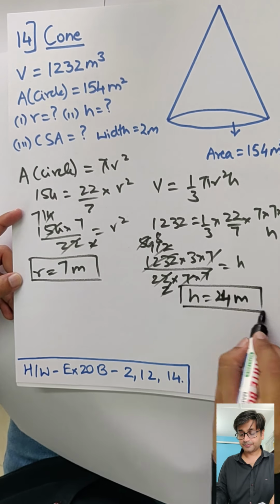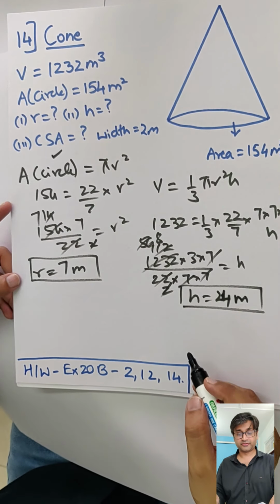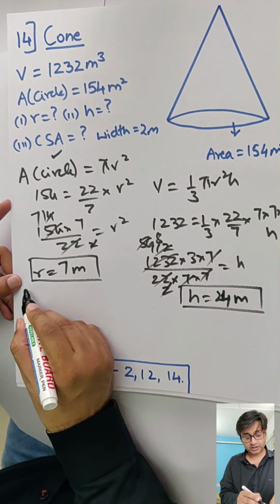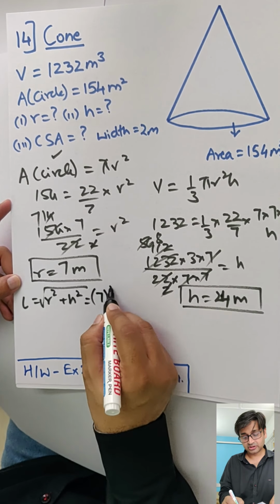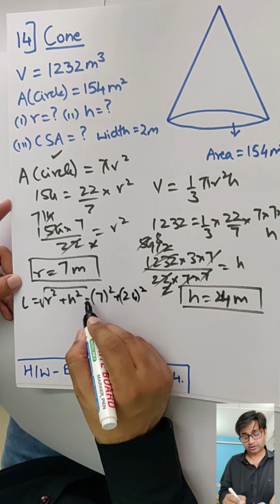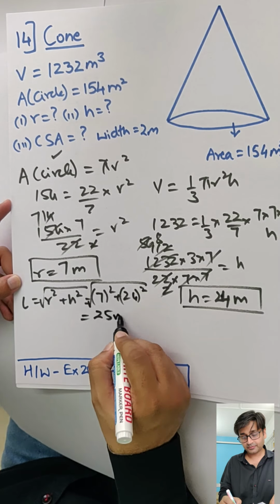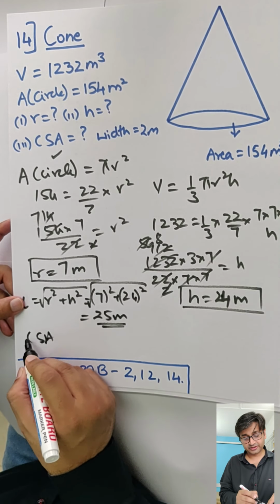I got my height. Now they want me to find the curved surface area. So first, Pythagoras to find L: under the root, r square plus h square. So under the root, 7 square plus 24 square. Triplet says 25.